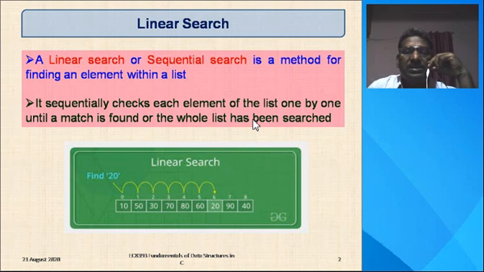Linear search is otherwise called a sequential search. It's a searching method by which we will be checking for a particular element, whether it is available in the list or set of elements or not. As the name implies, this linear search will sequentially check each element of the list one by one until a match is found or the whole list has been searched out.